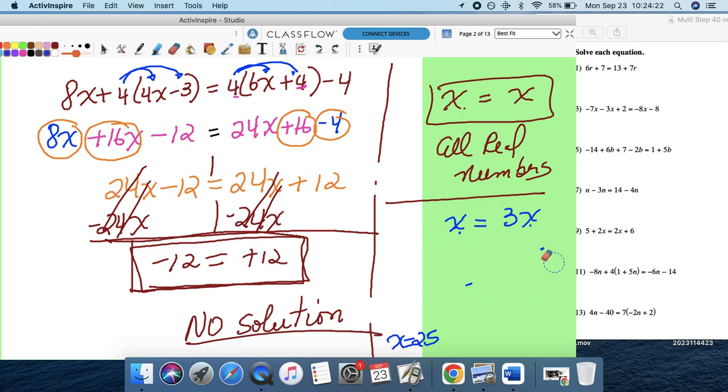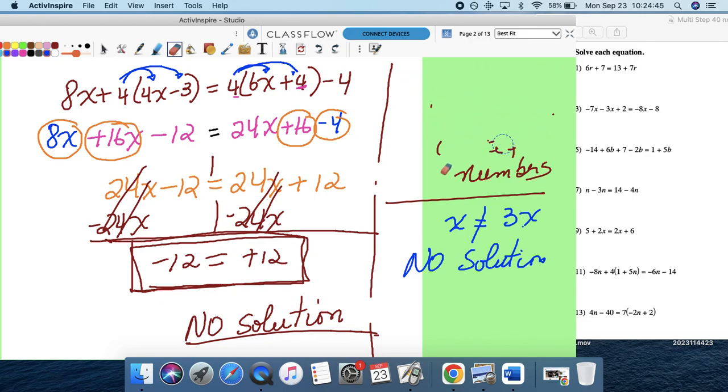So notice that here, one is x and the other is 3x. There's no way these will ever equal each other because they're not the same. One is x and the other one is 3 times the x. So in this case, there is no solution. That will never happen, which is what happened in the problem we just did. So let me write that over here.